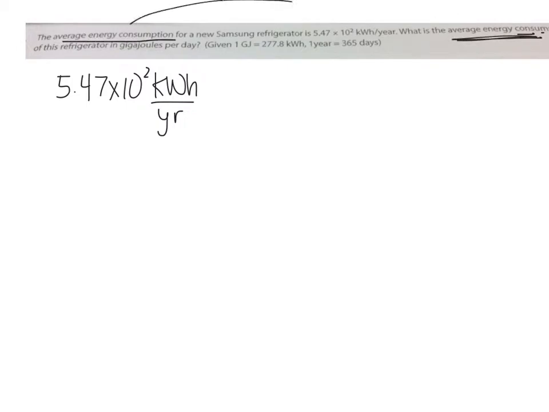Number 6, we have the energy consumption of a Samsung refrigerator is 5.47 times 10 to the 2 kilowatt hours per year. Don't worry if you don't know what the unit is. It's going to give you some conversions. It says what is the average energy consumption, so we haven't changed what we're reporting. We're just converting. Average energy consumption is this. What is it in this new unit? Gigajoules per day. So we're going to put gigajoules, and you know that's the unit because in the context of the problem you have it right there, per day.